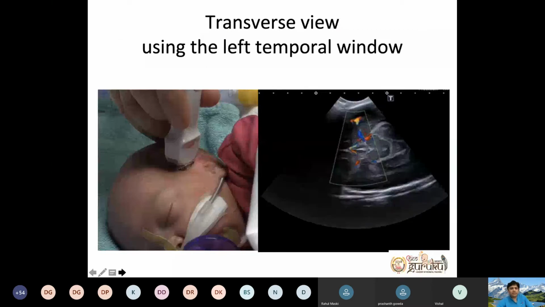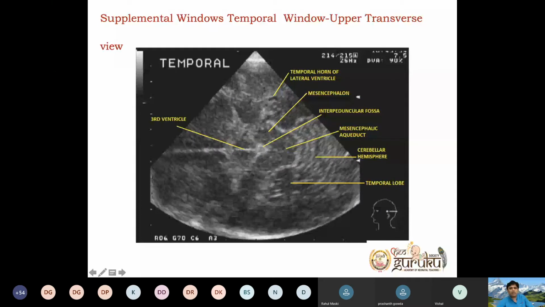So these are the transverse views. You see, because you are seeing through. So first, immediately after your skin layers and skull, you see your temporal lobe. Then posteriorly, you see your cerebellum. Then you see the third ventricle or fourth ventricle or aqueduct of Sylvius based on where you are trying to place the probe, and then you see the brainstem.